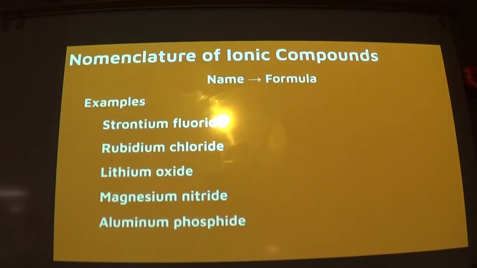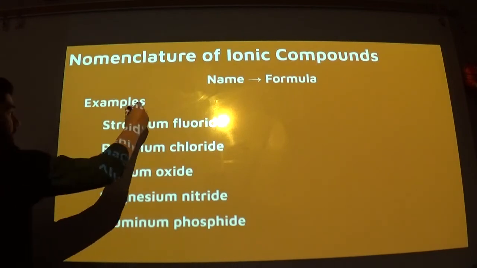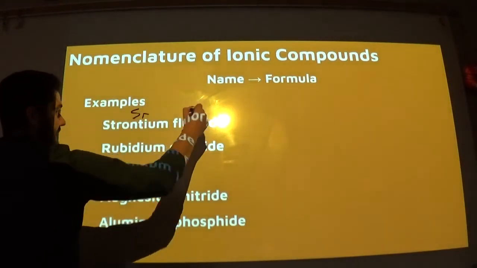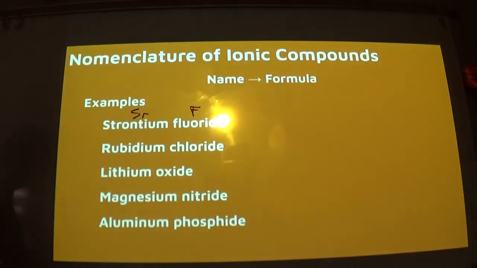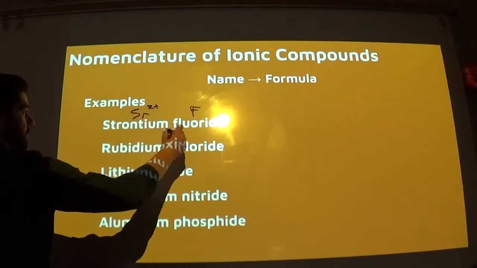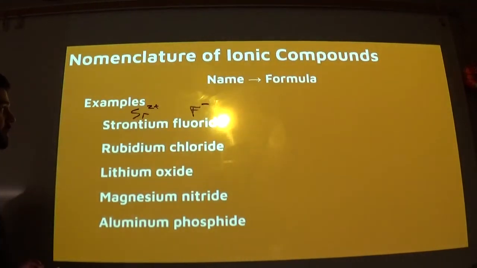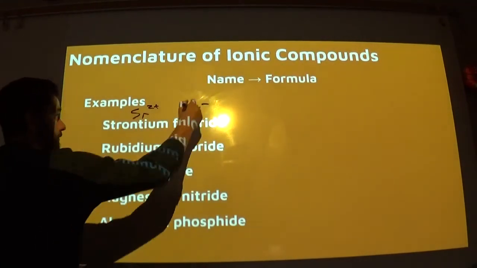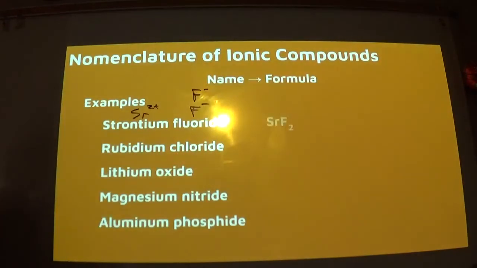Last thing I have is just some examples, okay? I'm going to go through them kind of fast. Strontium fluoride. I know strontium is Sr. I know fluoride is F. I know that these are in the main group, so based on the group they're in, I know their charge. Strontium is +2, fluoride is -1. In order to make those cancel, I need 2 fluorides, so it's going to be SrF2, strontium fluoride, okay?